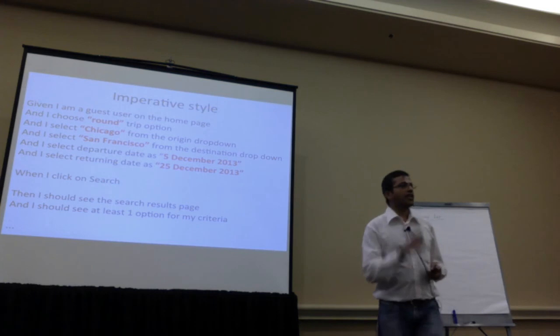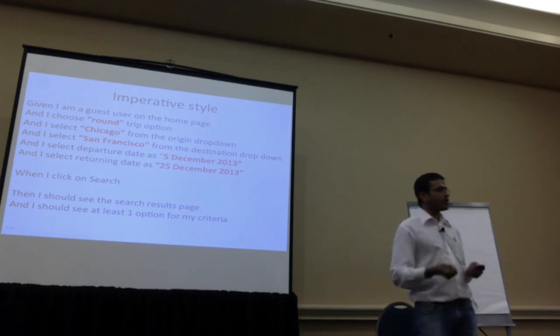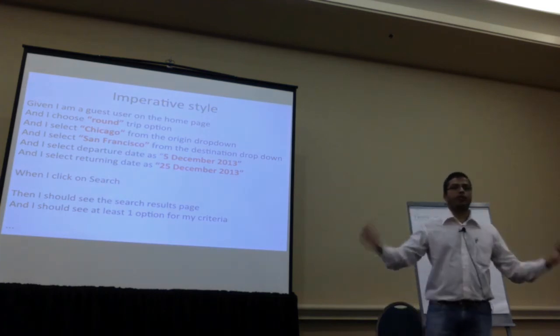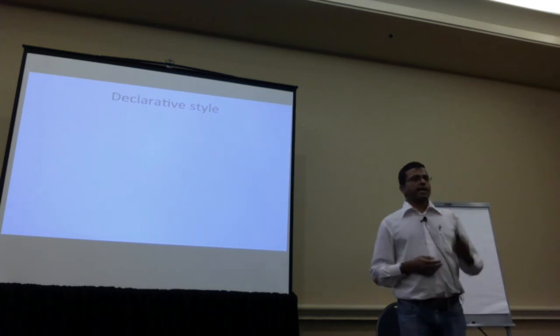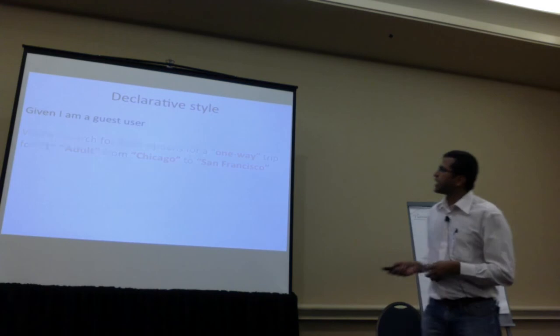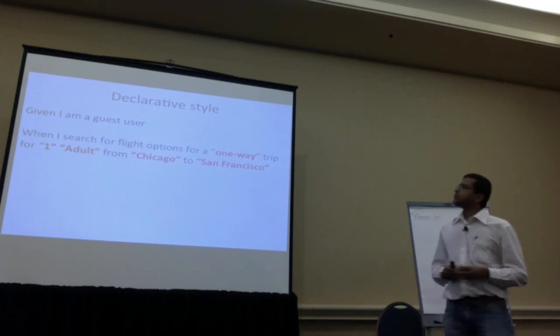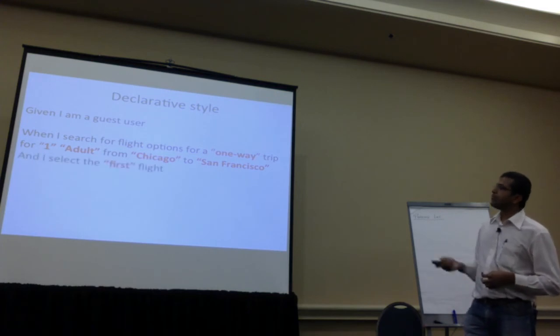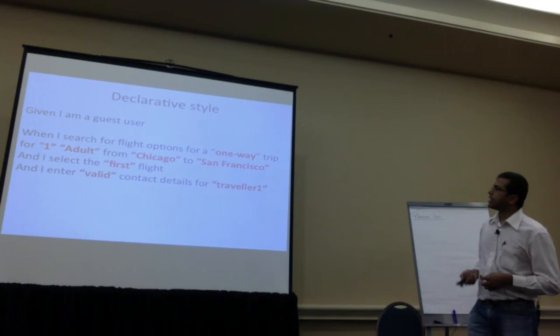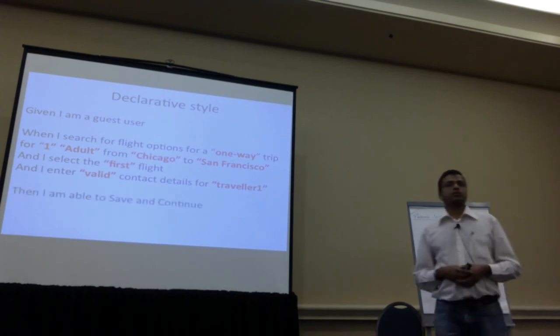You're talking about very UI-specific actions, what the product is doing, in order to specify your behavior or specify your intent of the test. The declarative style says, given I'm a guest user, when I search for flight options for a one-way trip for one adult from Chicago to San Francisco, and I select the first flight, and I enter valid contact details for traveler one, then I'm able to save and continue.